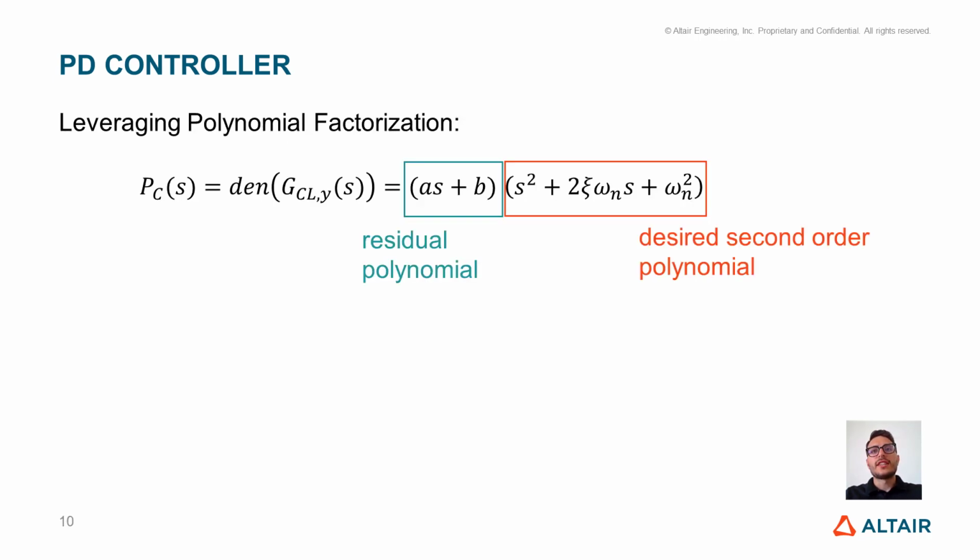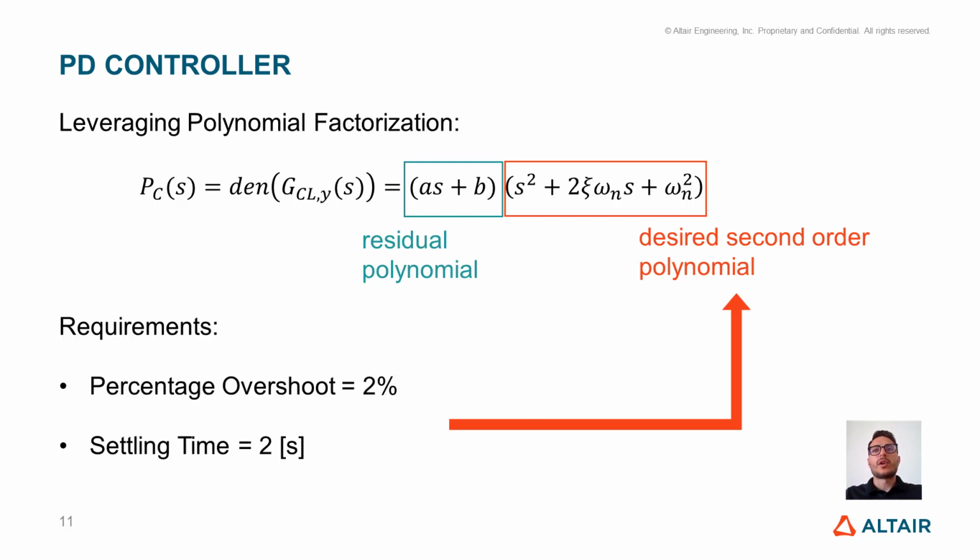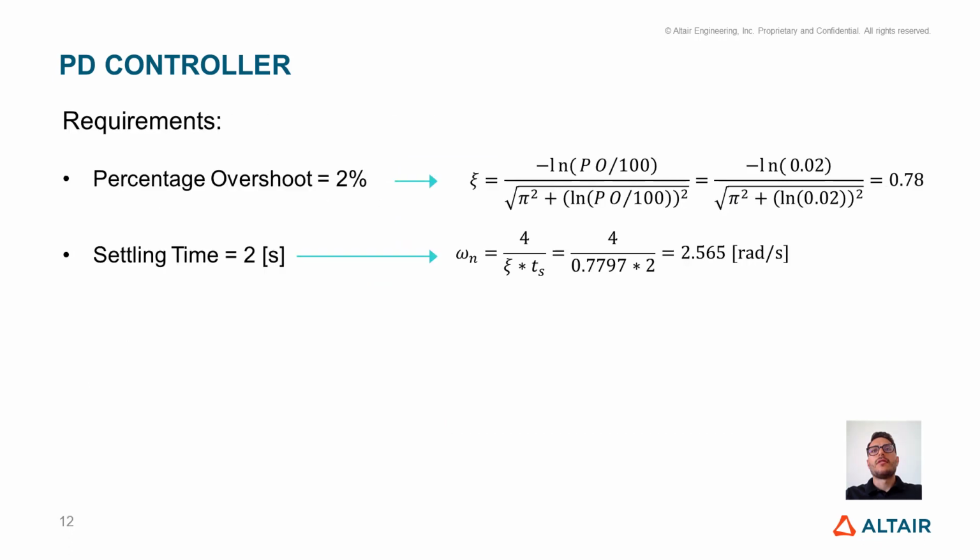The smart trick is to write our third-order polynomial as a product between a first-order residual polynomial and the desired second-order polynomial. At this point, we can set the requirements, for example, in terms of percentage overshoot and settling time. From these requirements, leveraging the expressions we came up with in the performance metrics videos, we can retrieve the damping ratio and the natural frequency.